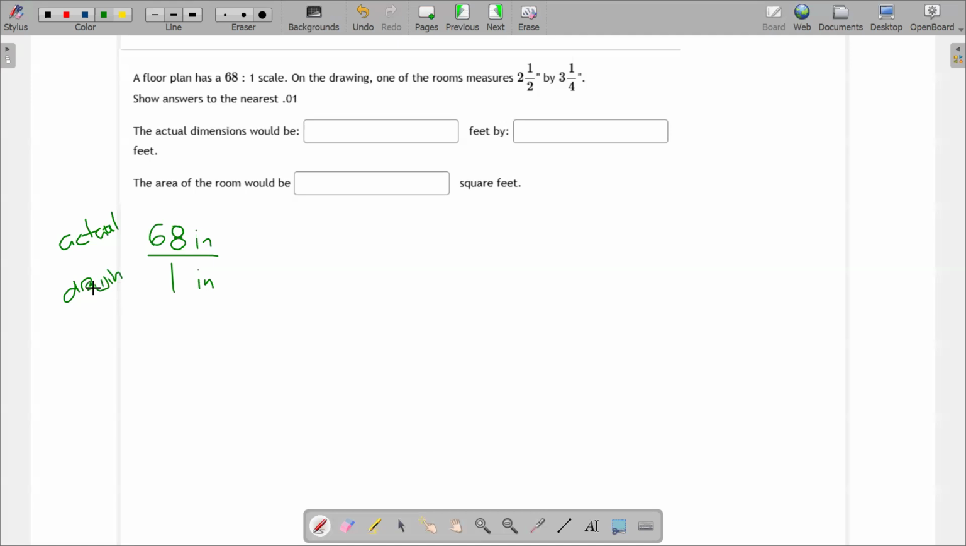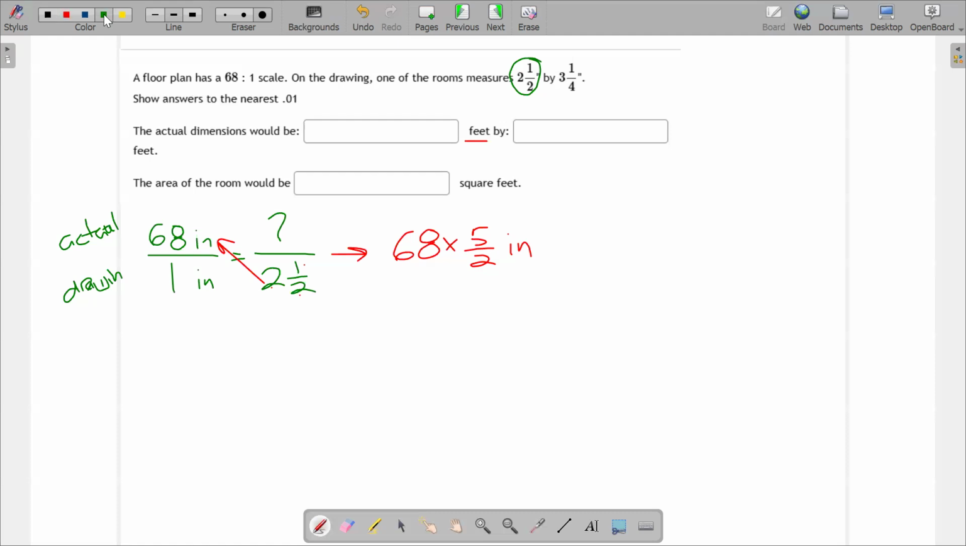And so we need to figure out if on the drawing there's a measurement of 2.5, what is that in actual measurement? So the 2.5 here, and we want the missing number. In this case, I can just multiply up to get that. So on my calculator, I want to know what is 68 times, and this is going to be better as an improper fraction. 2 times 2 is 4, plus 1 is 5 halves. And that's going to give me an answer in inches that I then need to turn to feet.